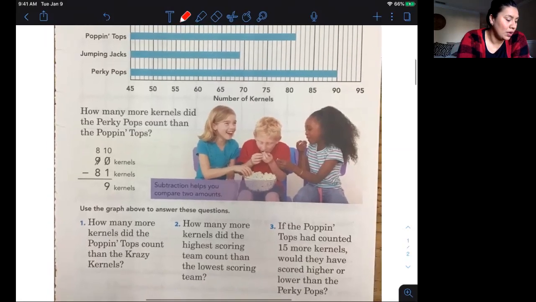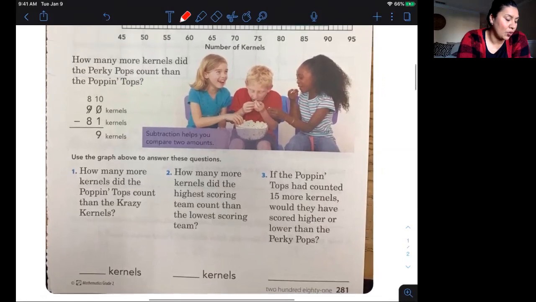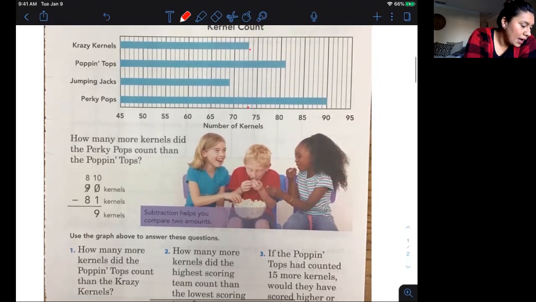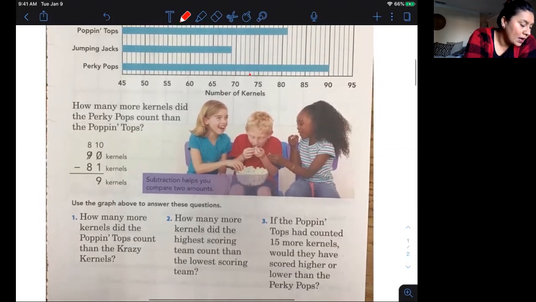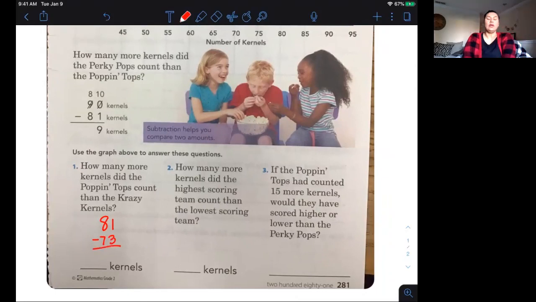All right, I'm going to scroll a little bit. How many more kernels did the Poppin' Tops count than the Crazy Colonels? So we got to move up. The Crazy Colonels had, let's see, 73. And the Poppin' Tops had 81. So we're going to make a problem here. 81 take away 73.